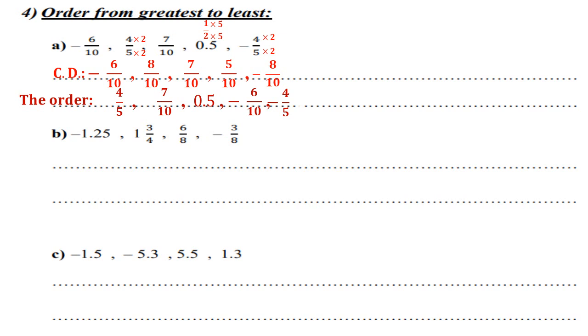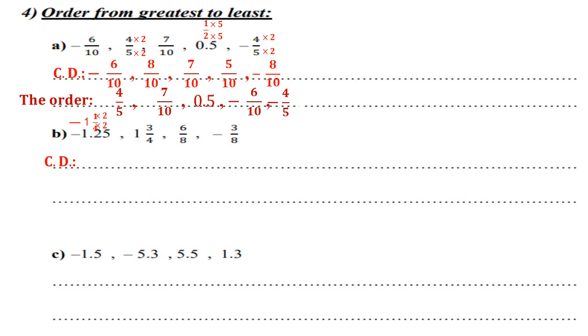B. Negative 1.25 hundredths, 1 and 3 over 4, 6 over 8, negative 3 over 8. First, I have to change the decimal number into a mixed number. It will be negative 1 and a quarter. And then I have to get a common denominator for the fractions. The common denominator here will be equal to 8, as 8 is a multiple of 4.